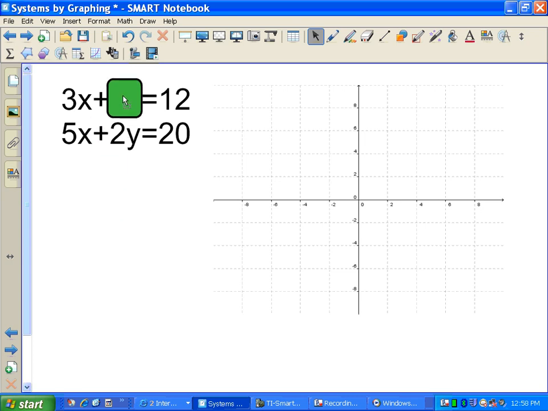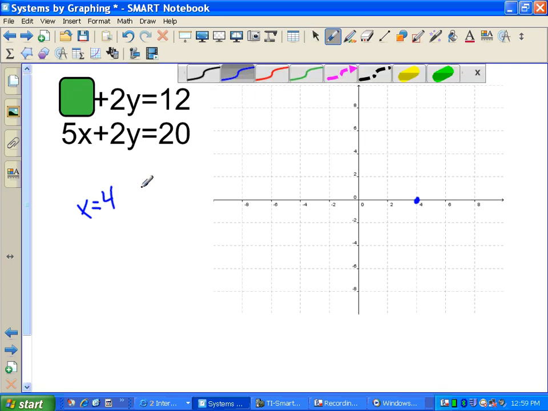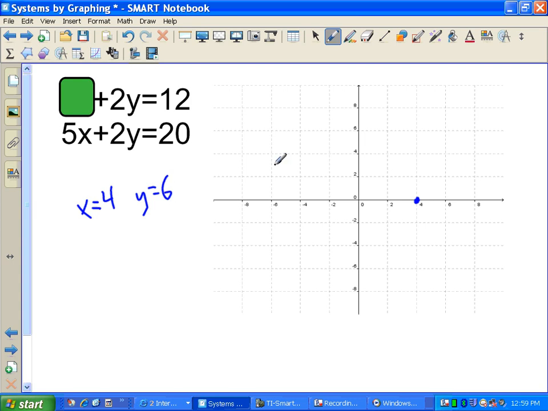So we take our little green block, we cover up y equals 0. 3 times x equals 12, so x equals 4. That's my x-intercept. Grab the green block. The y-intercept happens when x equals 0, so we cover up x. 2 times what equals 12? Well, y equals 6. There's my y-intercept.